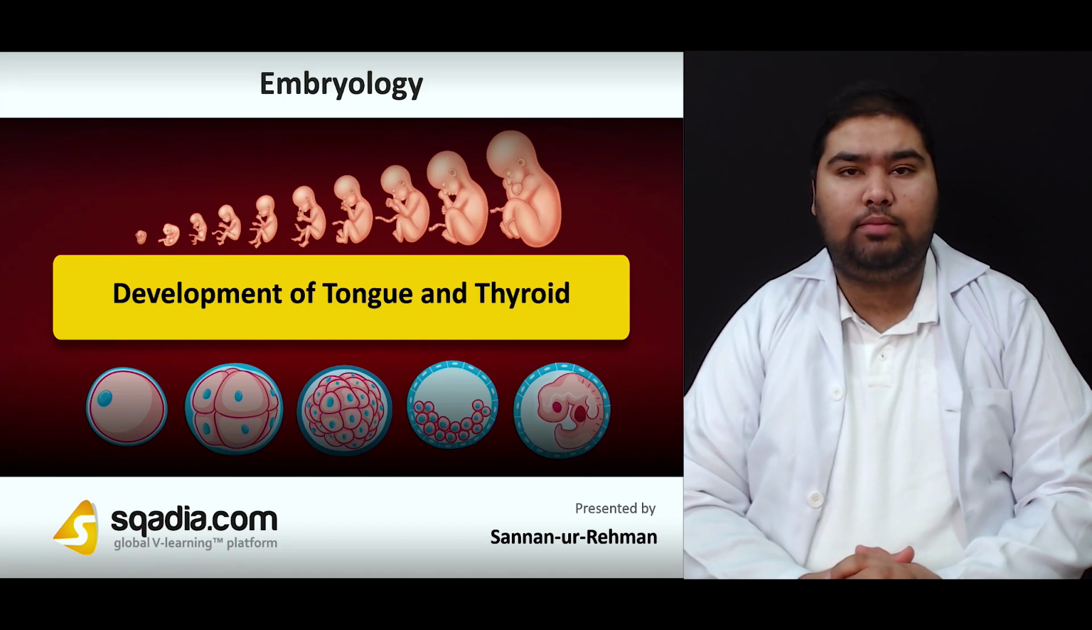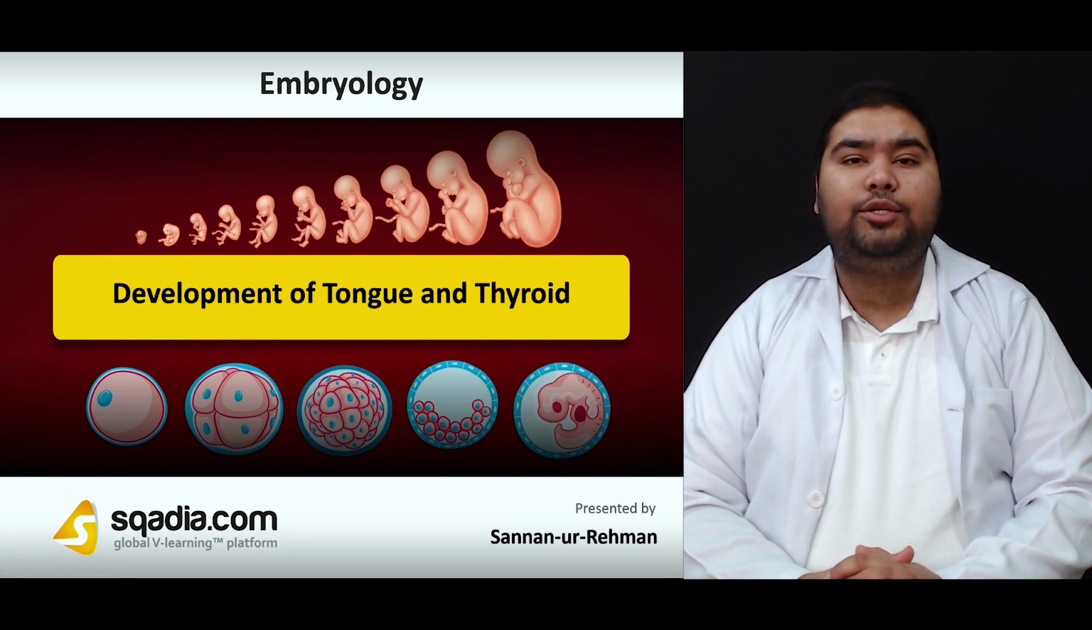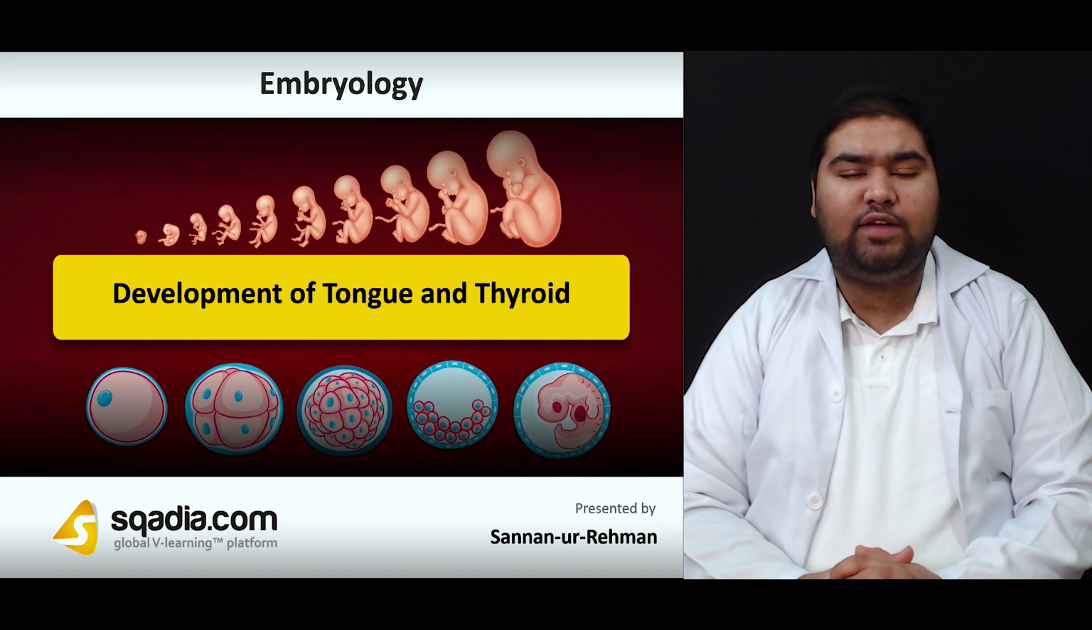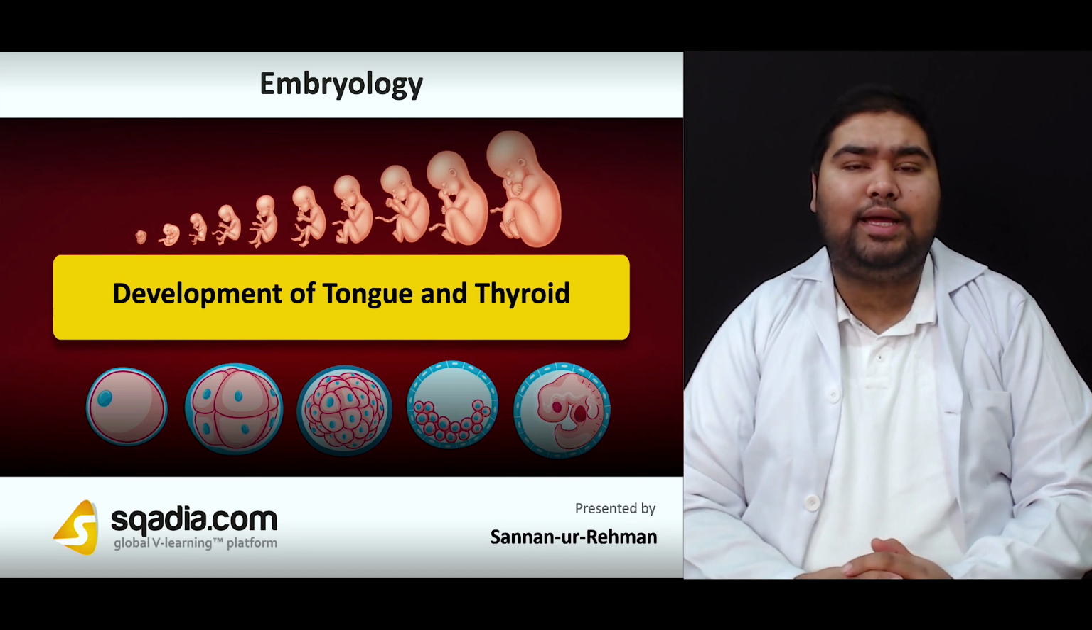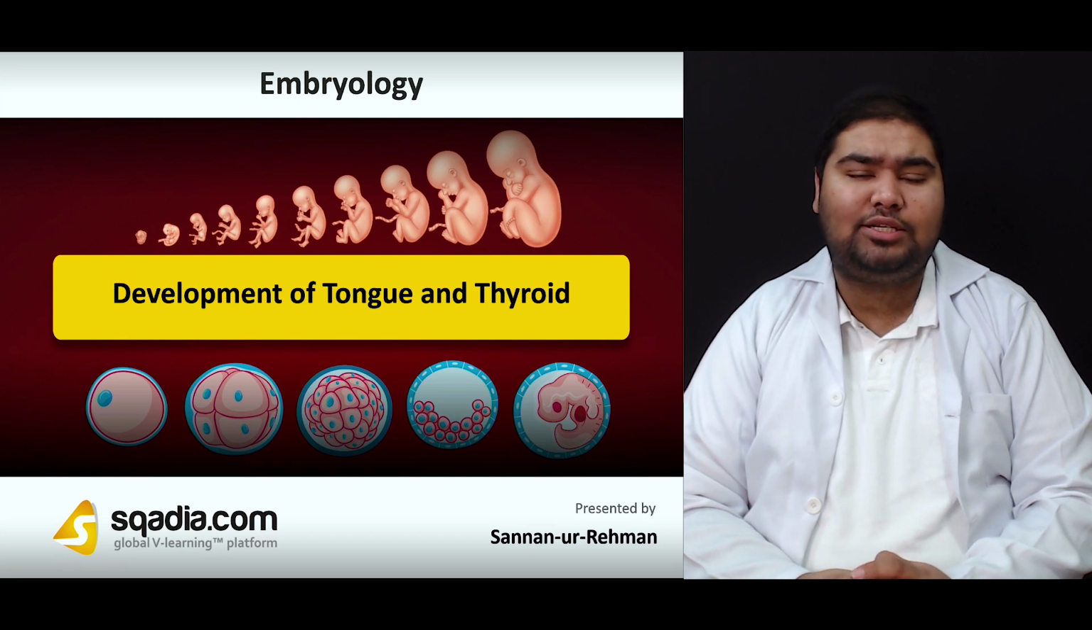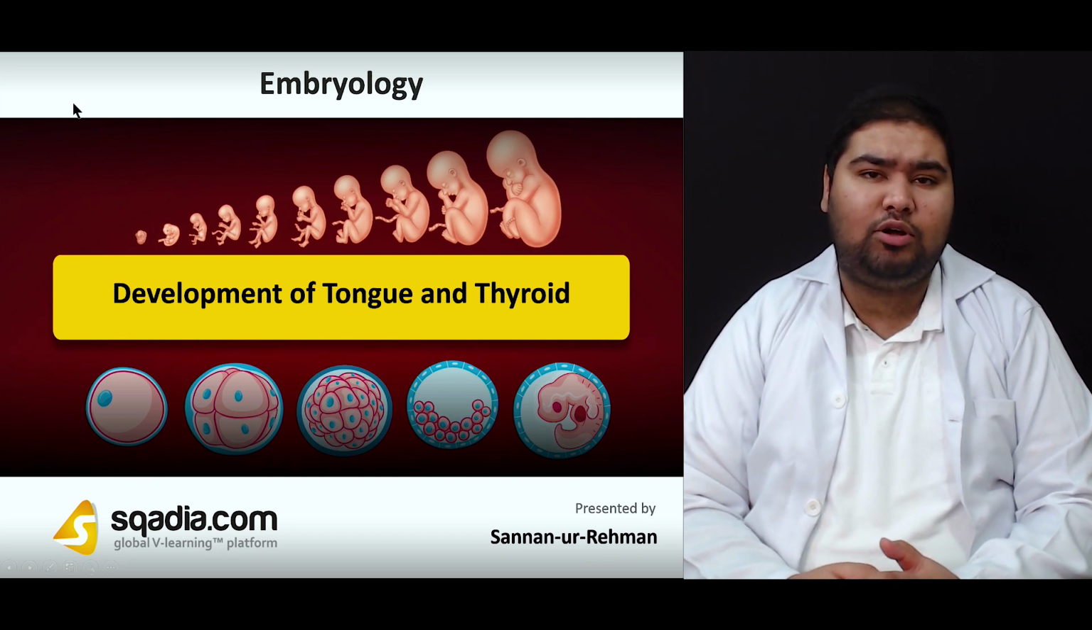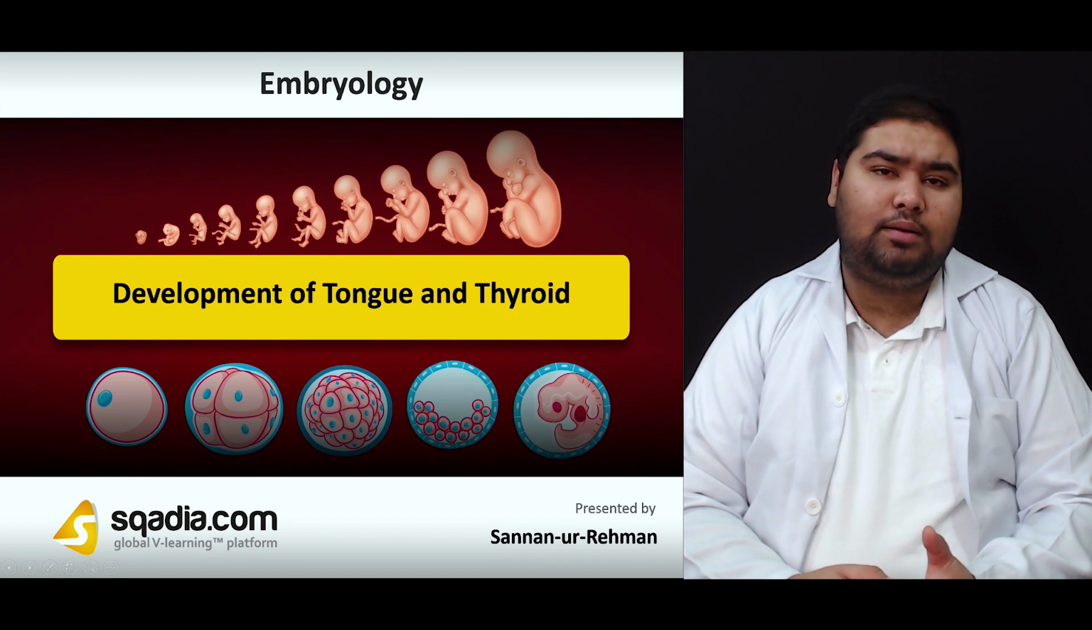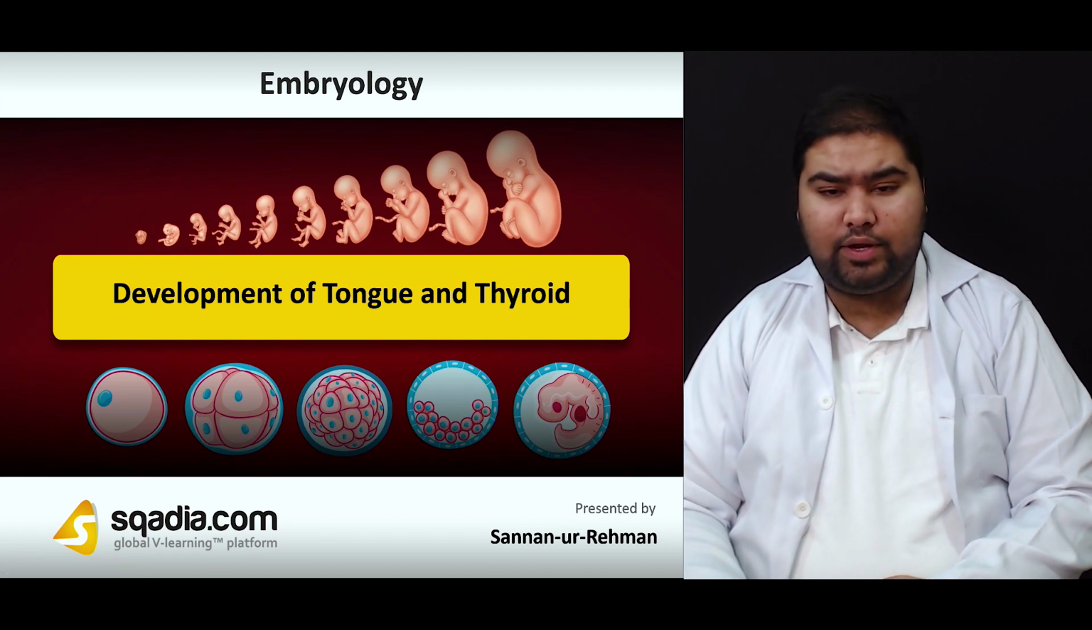I'm Dr. Sanan Rahman and today we are talking about the development of tongue and the thyroid. The two topics are clumped together because the development goes side by side and they are interrelated in a way that the adult structures that are formed are actually the remnants of the structure that embryologically give rise to the tongue as well as the thyroid.